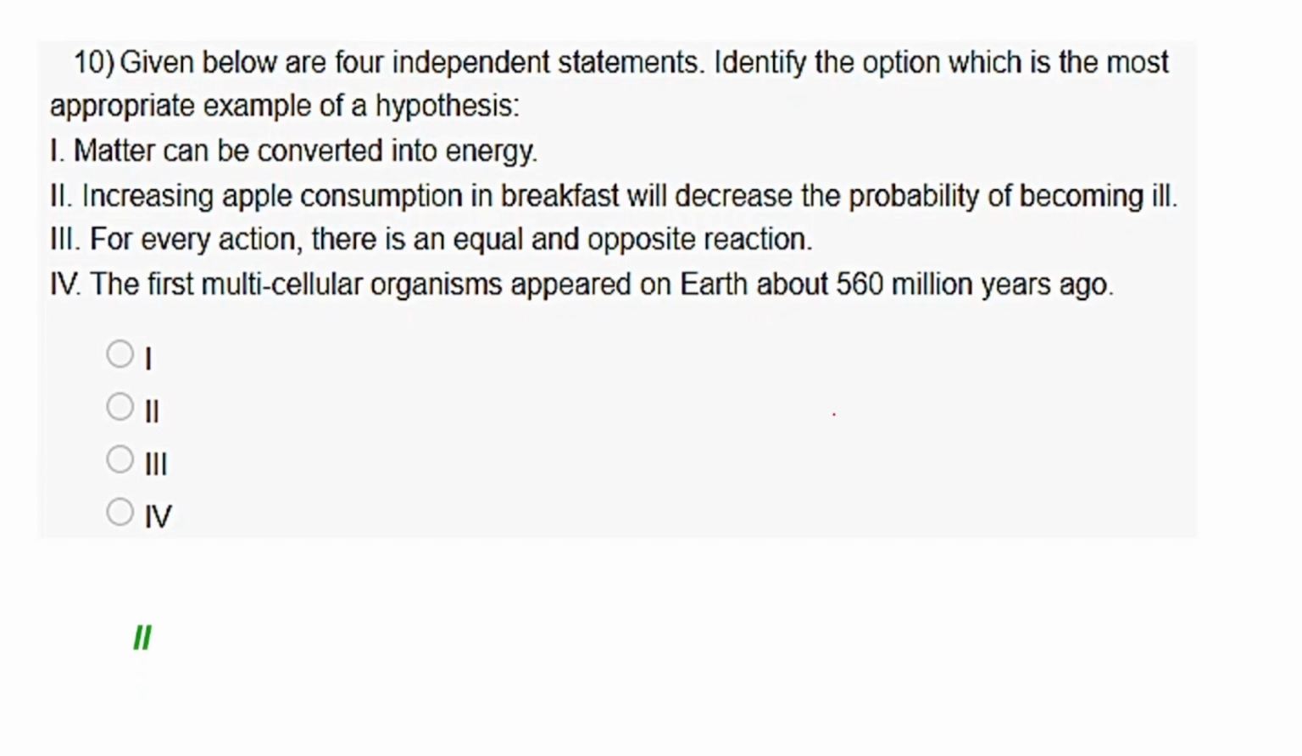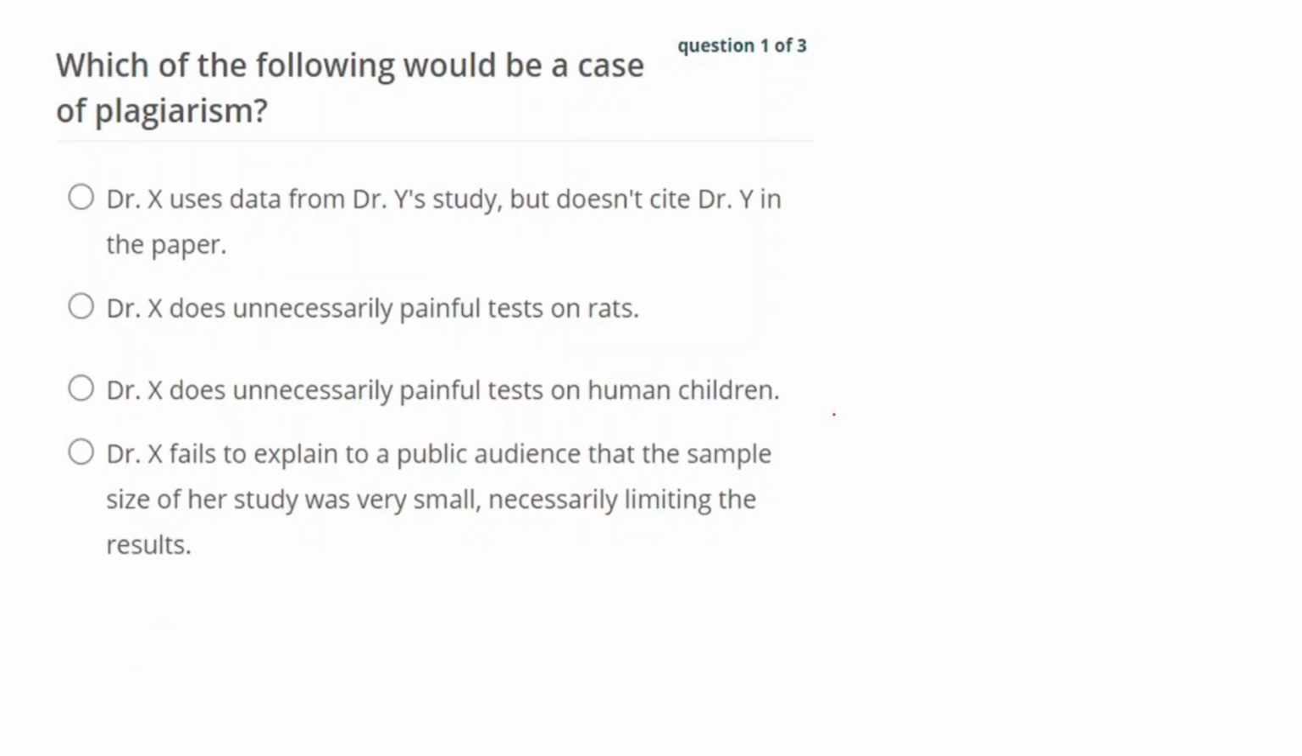The matter can be converted, we know that. For every action there's an equal and opposite reaction, that's a law. That's Newton's third law. The first multicellular organisms appeared on Earth, that's also factual knowledge. Increasing apple consumption will decrease the probability of becoming ill. So you're assuming, you're predicting based on previous data or previously analyzed data, that increasing apple consumption in breakfast will decrease the probability of becoming ill. So yes, that's the closest. That's an appropriate example of a hypothesis.